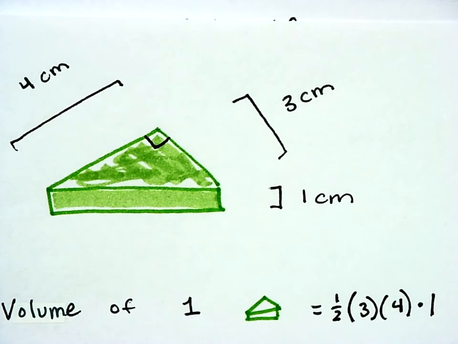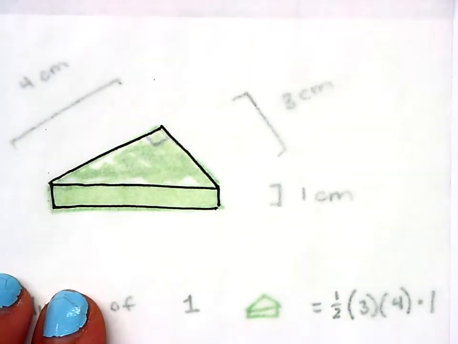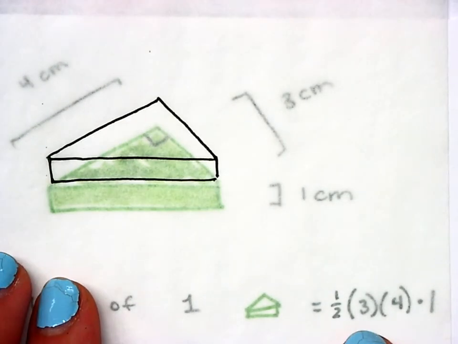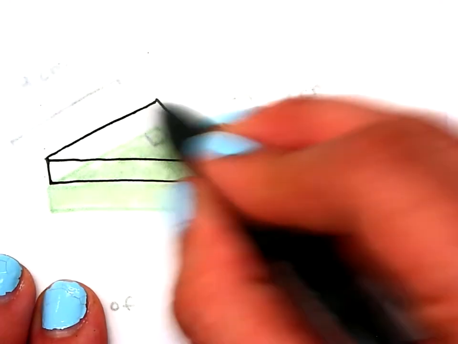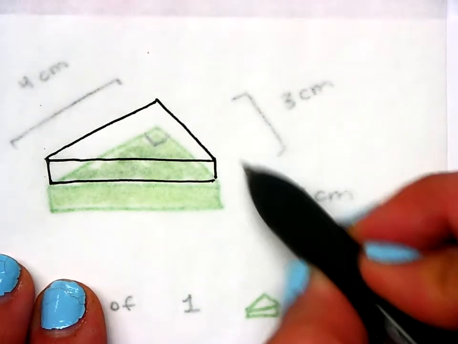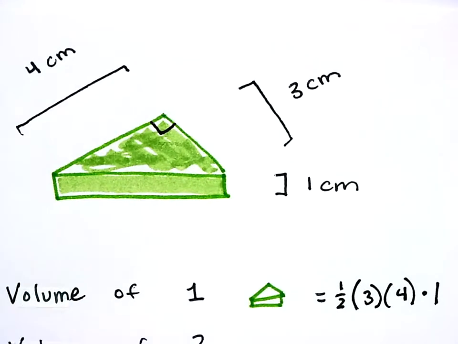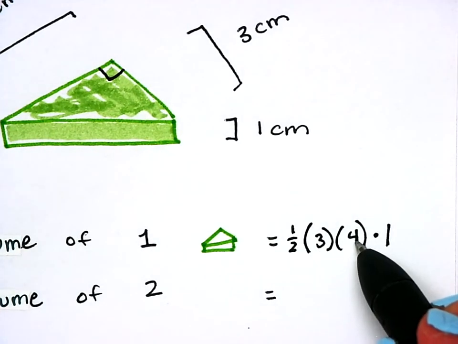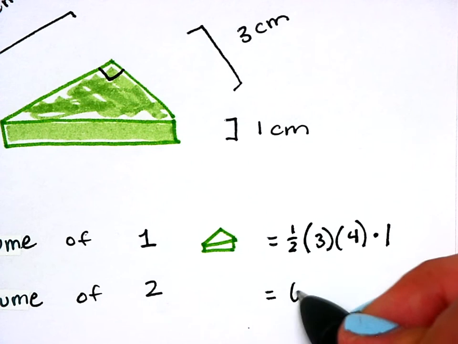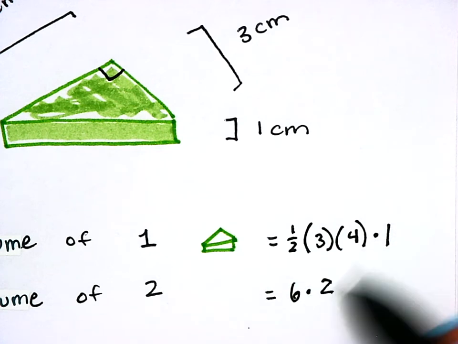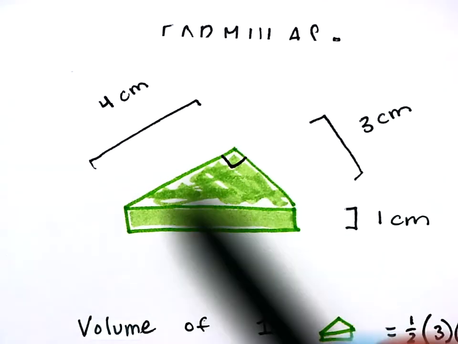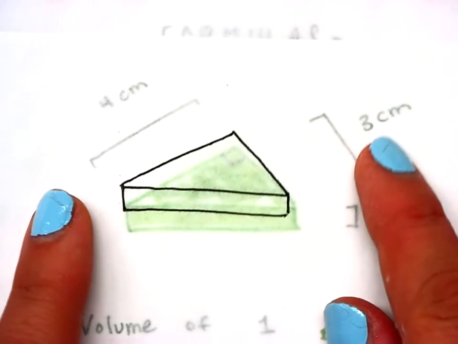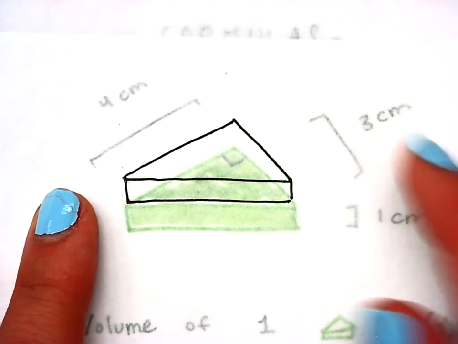Then if I have the same shape but want to pile another one on top, like building blocks, I put another one on top. Now this object has the same base, but it's 2 centimeters high. So I take this area, 1/2 times 3 times 4, which is 6, but now I multiply it by 2. You could think of this as a block having a volume of 6, and if I pile another one on top, the new volume is twice that, or 12.